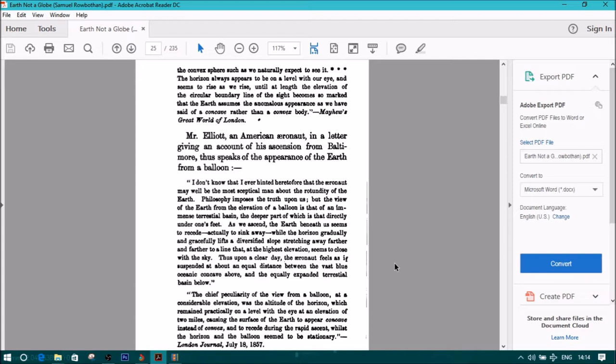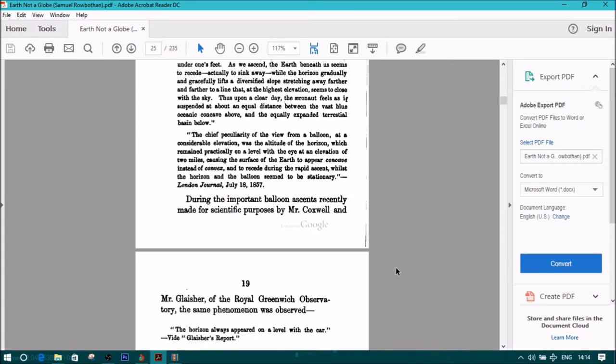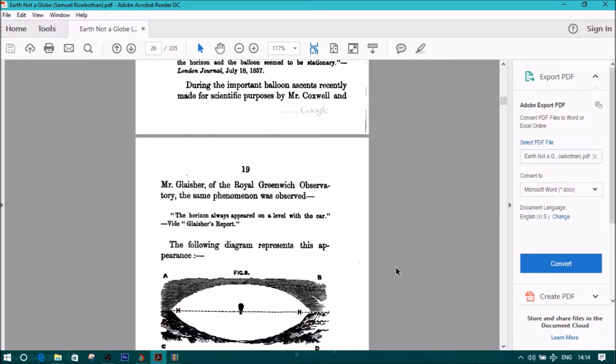The chief peculiarity of the view from a balloon at a considerable elevation was the altitude of the horizon, which remained practically on a level with the eye at elevations of 2 miles, causing the surface of the earth to appear concave instead of convex, and to recede during the rapid ascent, whilst the horizon and the balloon seemed to be stationary. End quote. London Journal, July 18, 1857.